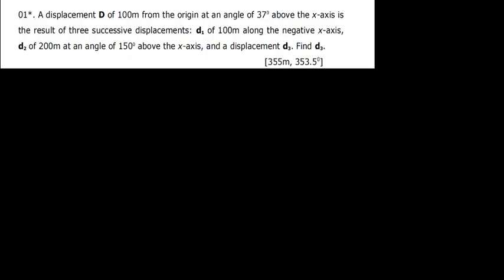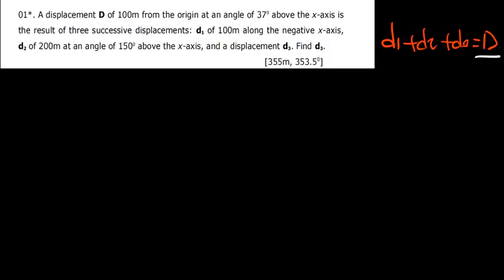Find d3. Now you need first to understand that if we add d1 plus d2 plus d3, the answer should be the capital D. That's why they are saying that a displacement D of 100 meters from the origin at an angle of 37 degrees above the x-axis is the result of three successive displacements. So if we add d1, d2 and d3, we are supposed to get capital D. In this case, this capital D is acting as the resultant. Capital D in this case is our resultant.